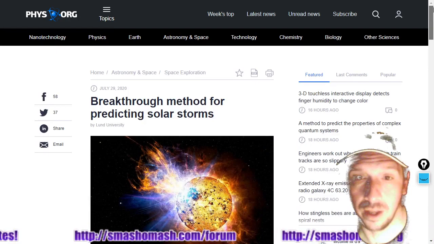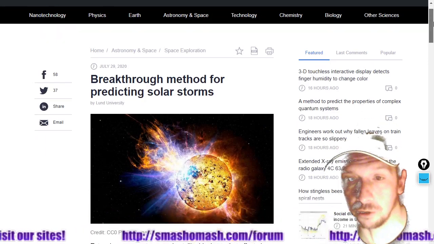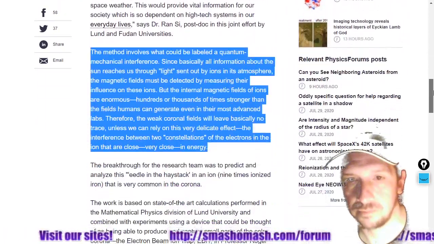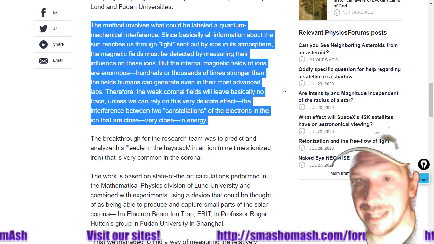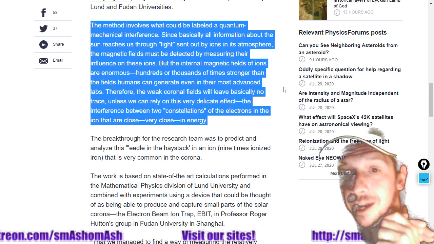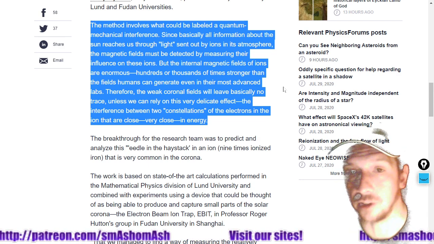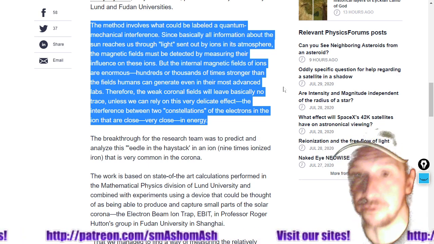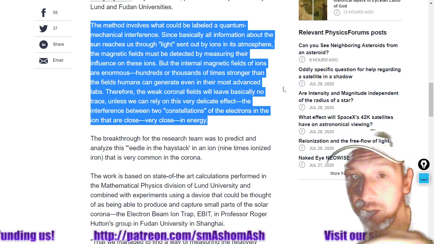Let's talk about a new method for predicting solar storms. Oh, that's right. Now, this isn't my method, but it is interesting nonetheless. It involves what could be labeled a quantum mechanical interference, since basically all information about the sun reaches us through light sent out by ions in its atmosphere.